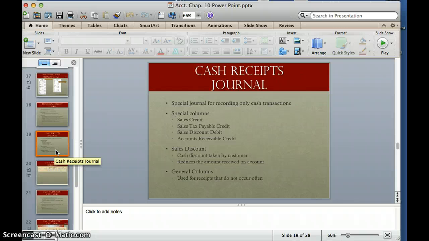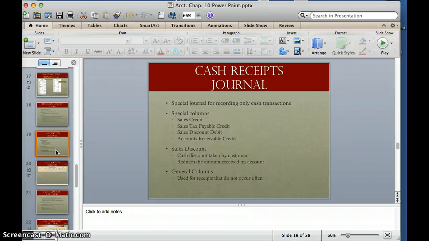The sales discount is just a cash discount taken by the customer. In section 10.1, right before this, we had a purchases discount where we figured, if you remember, 2/10, net 30, so we figured 2% of the purchase we took off if we paid within 10 days. This is the exact same thing, only the customer is doing it to us. They're paying in 10 days, so we're going to give them a 2% discount. This reduces the amount that we receive on their accounts receivable.